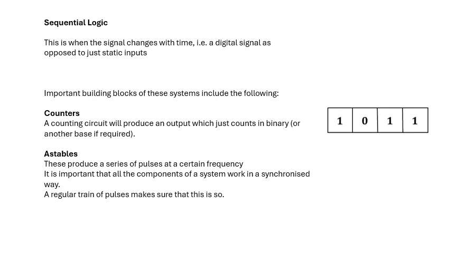And the important building blocks of these systems, we're going to talk about counters, a few different types of counter, usually base 2, although you can get them to count in any base. And then astables are very important. In any computer system, you need to make sure that all the different components are doing things together. They are all synchronized, and that's controlled by something called a clock signal. And the clock signal, which is like the conductor waving the baton, is the astable, making sure that everything happens at the right time.